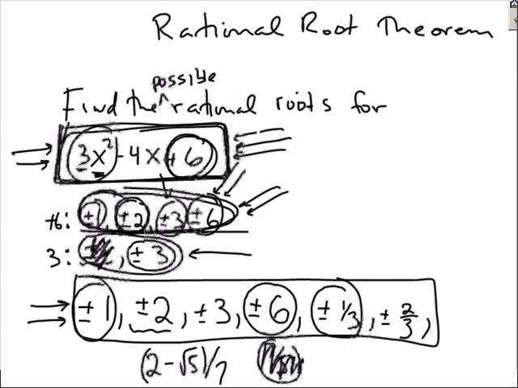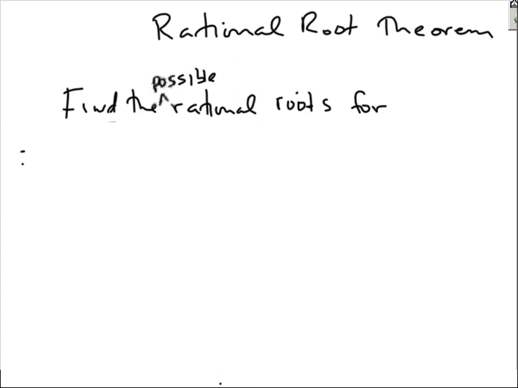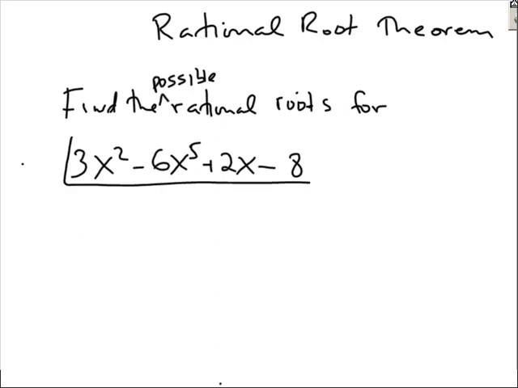Okay, let's try a different one. Here we just want to list the possible rational zeros. List the possible rational zeros. Okay, if you have 3x squared minus 6x to the 5th plus 2x minus 8. Well, what are the possible rational zeros for this equation?